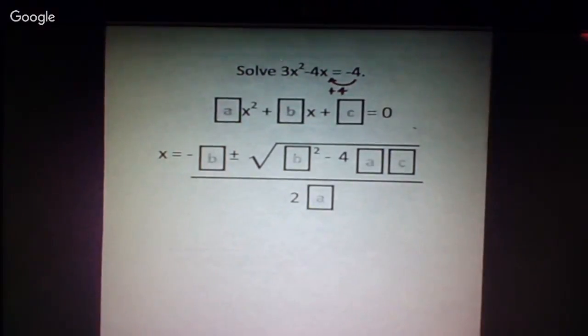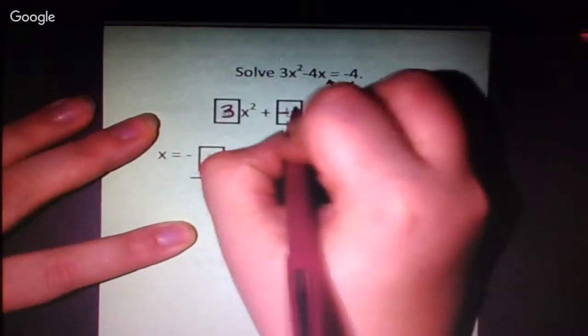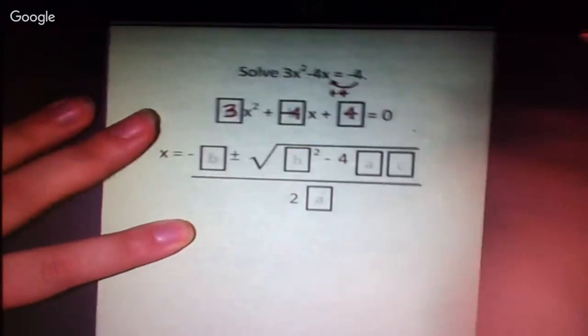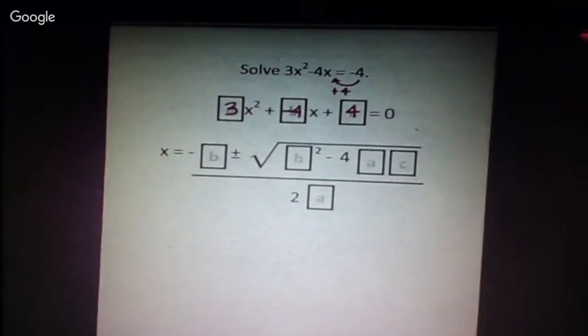So when we go to plug this in, we've got 3x squared, minus 4 for my b value, and a +4 for my c value. The number on the right will become a positive. When you cross that equal sign, it always has to change signs. And it'll become the c value, because your c value is your constant.